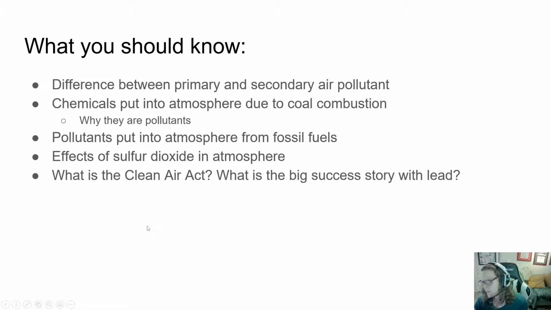By the end of this video, these are the questions you should be able to answer. Make sure you know the difference between a primary and a secondary pollutant. What chemicals go into the atmosphere from coal combusting and why are they pollutants? What happens to the atmosphere with the pollutants from fossil fuel burning? What does sulfur dioxide do to the atmosphere? What is the Clean Air Act? When was it happening and why is it successful? So that should get you ready for our air pollution unit, and this is 7.1.